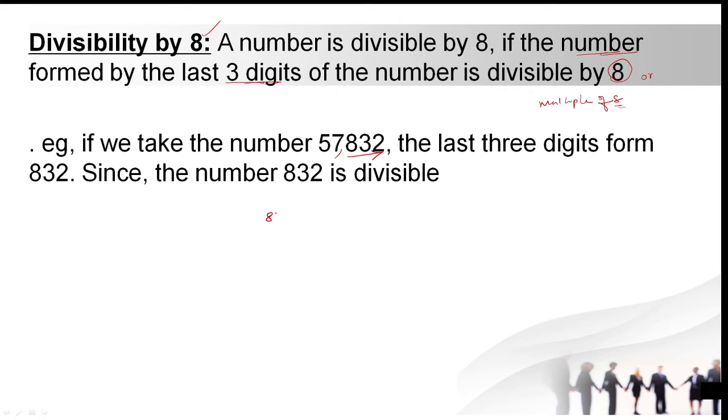57,832. The last three digits are 832. The number formed from those three digits is 832. Check whether this is a multiple of 8 or not, or whether it can be divisible by 8 or not. Of course, 8 times 104 gives us 832. Yes, definitely 832 is a multiple of 8. So that's why we can say the entire number 57,832 is also divisible by 8. So this is the simple logic for 8.